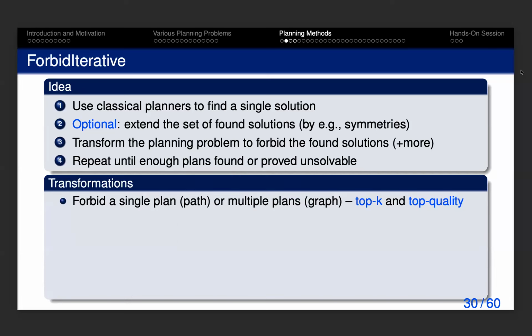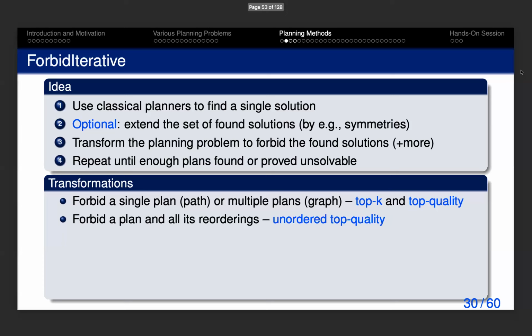Now, there are several transformations that were introduced. The first one was to forbid one single plan. Then we could use it for top-K or top-quality planning problems. Then there was a transformation that forbids multiple plans as a set of plans. Then there was a transformation that forbids multiple plans as a graph, basically capturing more than that set of plans, but also possible interactions that switch from one plan to another plan. So this is a graph of paths of states that these plans traverse.